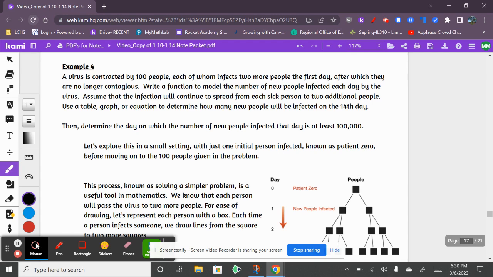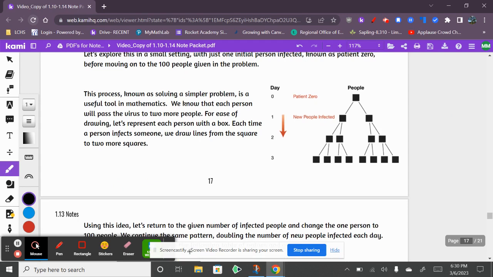least 100,000. So if we look at this at day 0, we've got 1 person. At day 2, we have 2 people.